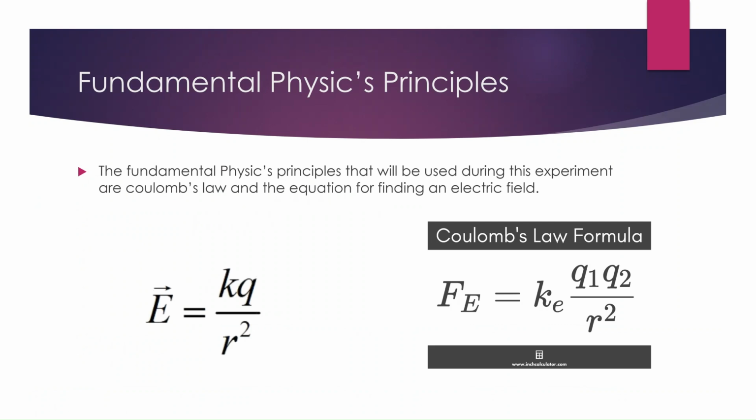Fundamental physics principles. The fundamental physics principles that will be used during this experiment are Coulomb's law and the equation for finding an electric field. The formula for Coulomb's law, as seen to the bottom right, is Fe equals Ke times Q1 times Q2 over R squared. And the equation for the electric field, as seen to the bottom left, is E equals KQ over R squared.